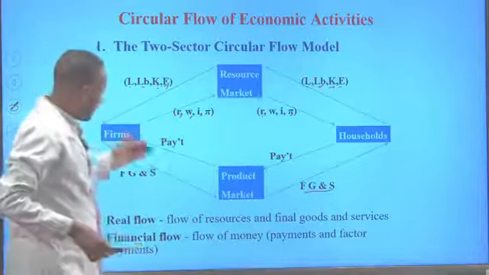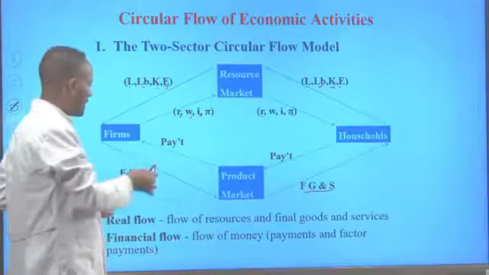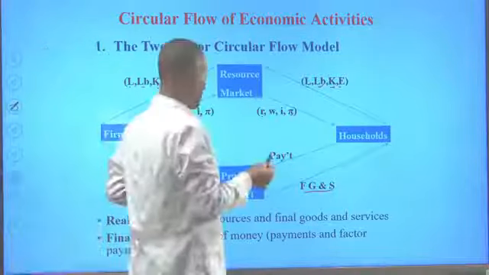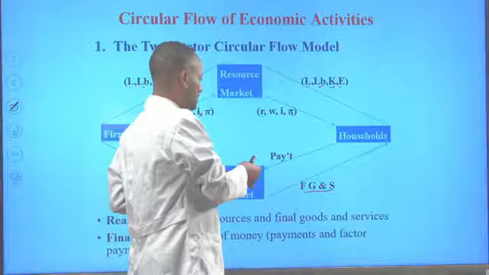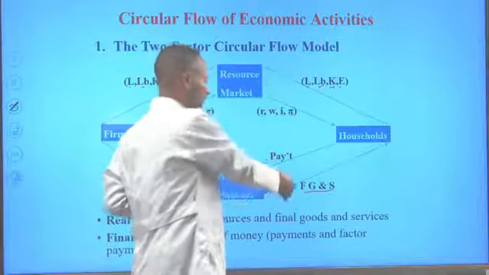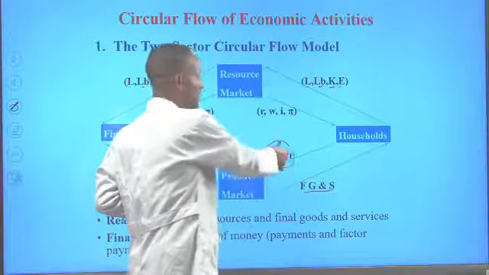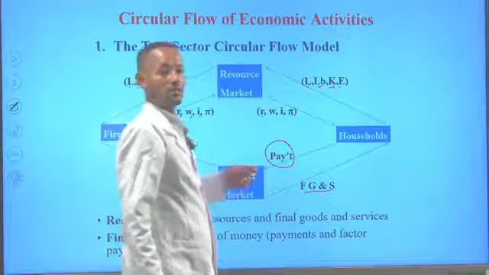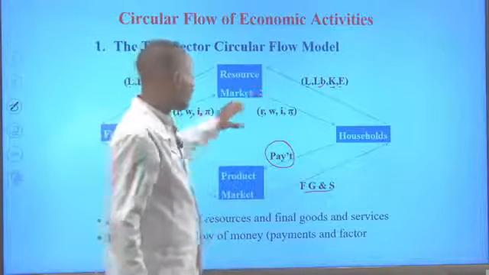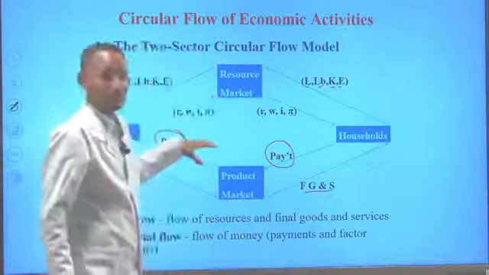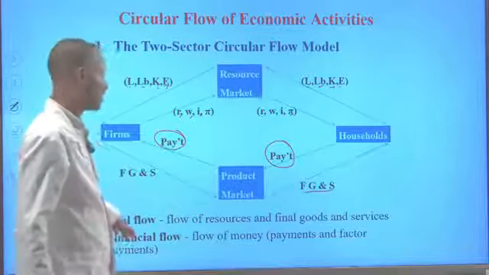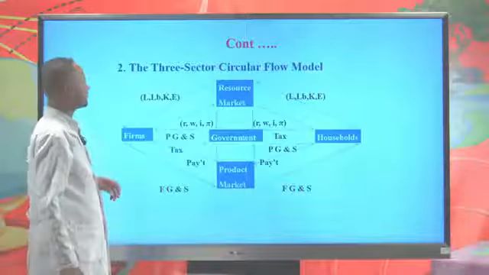When firms offer final goods and services, they in turn receive payments. Again, in the product markets, when households buy final goods and services, they in turn make payments. This flow, the flow that shows the flow of money among the decision-making units, is called the financial flow. Now let's see the three-sector circular flow model.